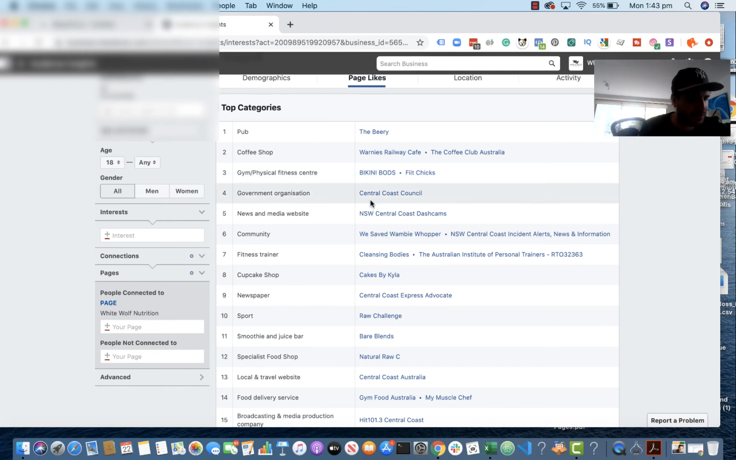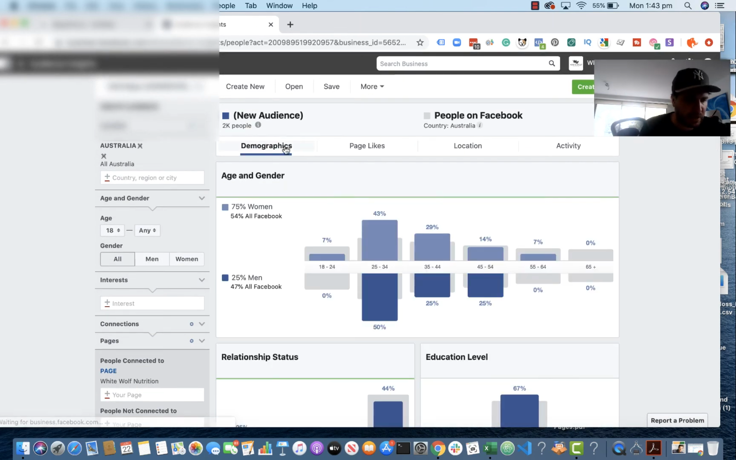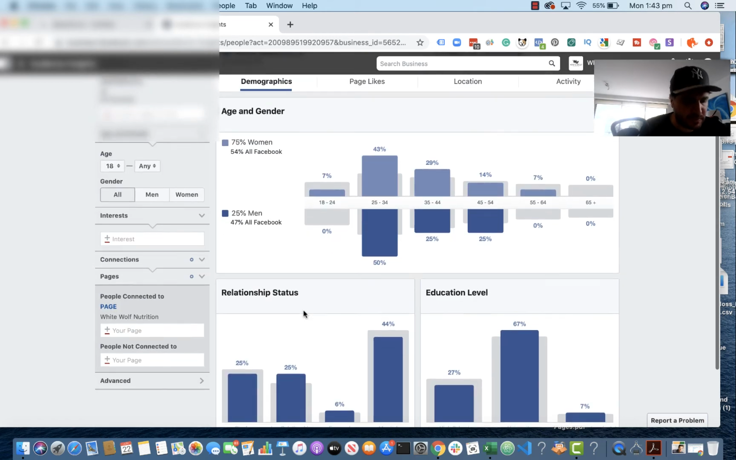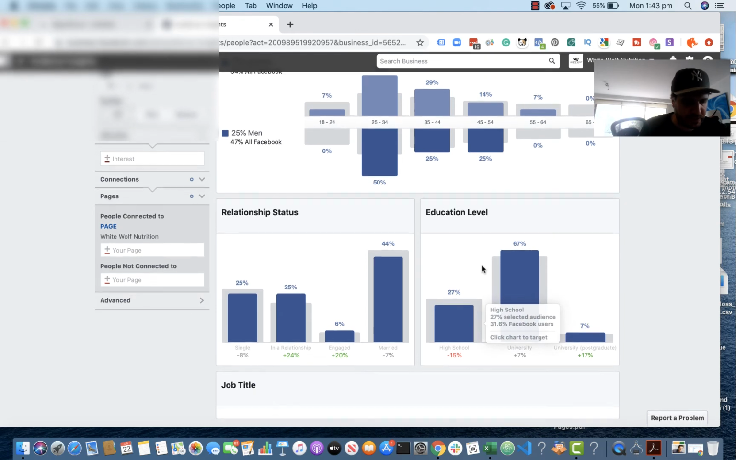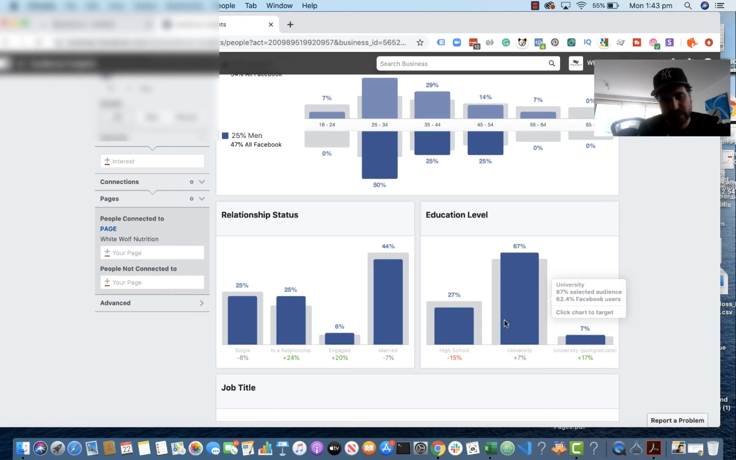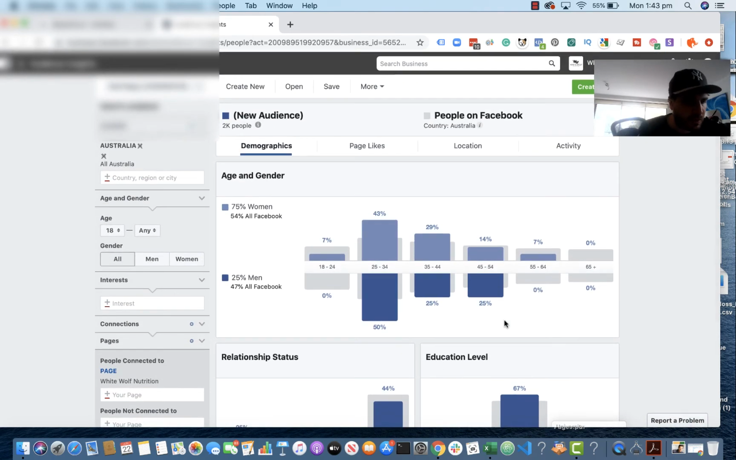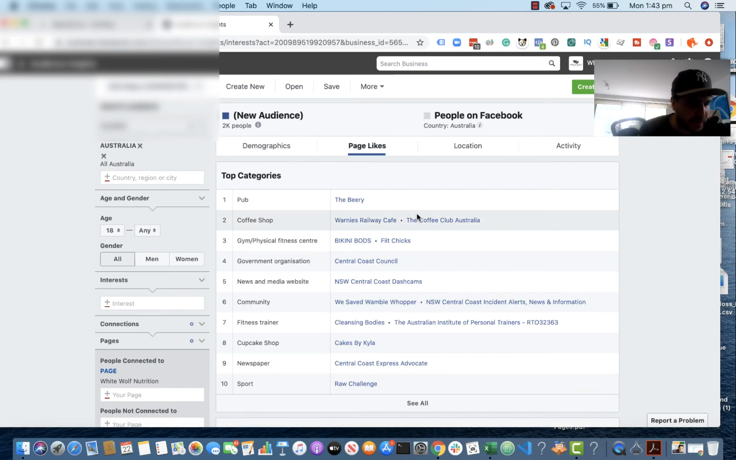So I think with this one too, predominantly, if I go back, I think a lot are female. So yeah, 75% are female. You can see here most of them are married. Again, university. These, again, grain of salt, right? Just don't take it for gospel. Page likes, again, so this is probably where I would go and have a look.